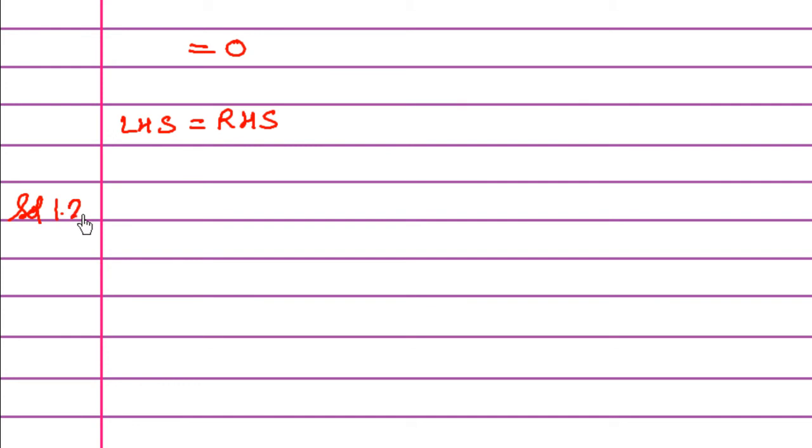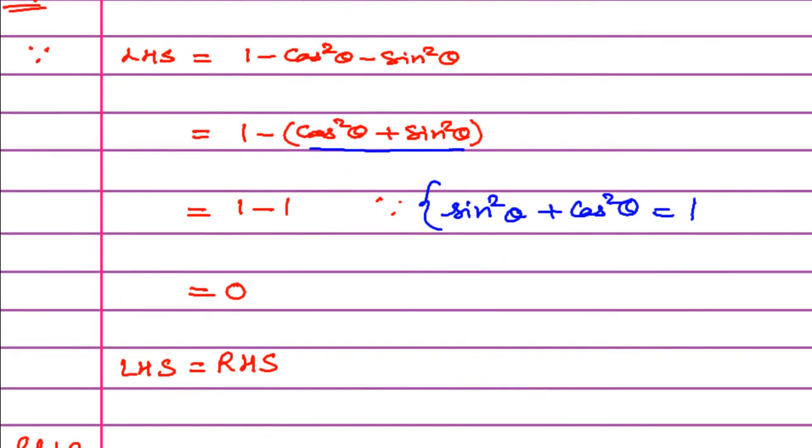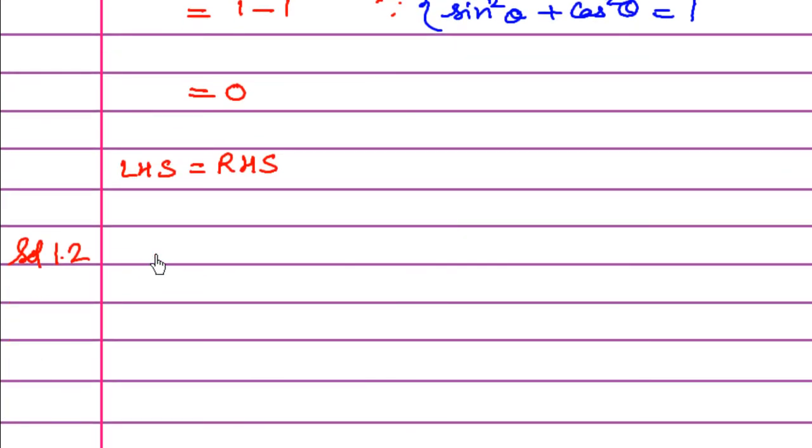Solution 1.2. Here we have the second question: 1 plus cos theta over sin square theta is equal to 1 over 1 minus cos theta. We have to prove this. 1 plus cos theta over sin square theta is equal to 1 over 1 minus cos theta. This question we have. Now we solve this.